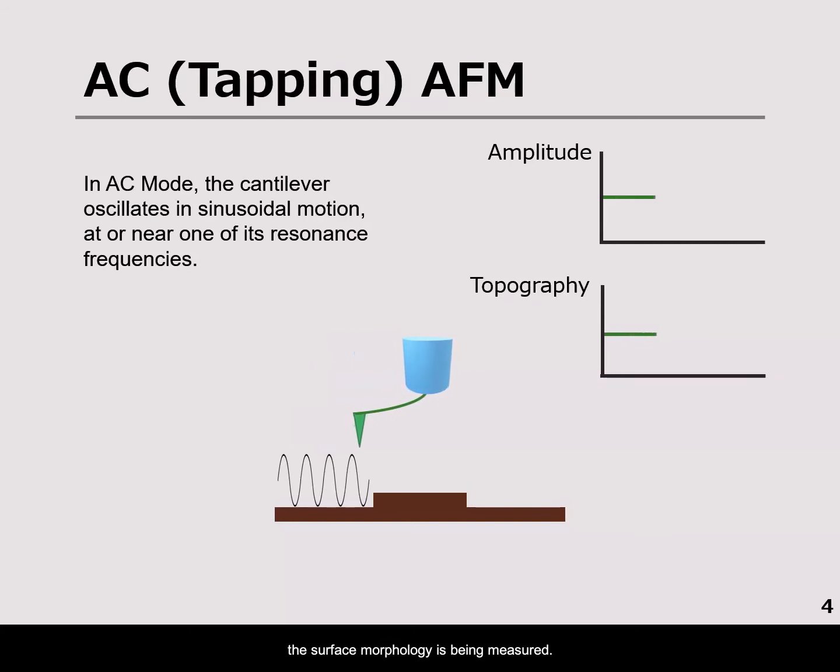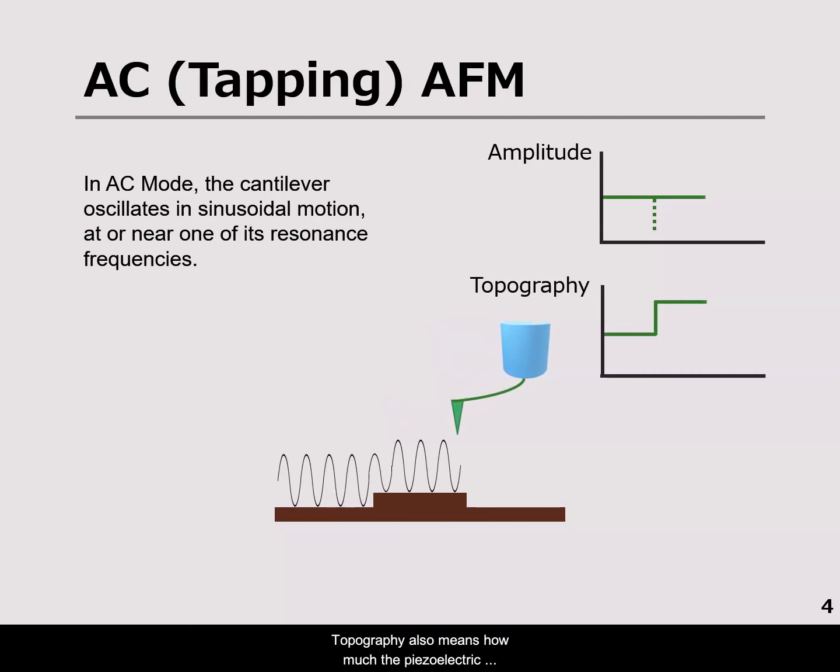While in AC AFM, the tip oscillates sinusoidally at or near one of its resonance frequencies on top of the surface. When a barrier is encountered, the amplitude of oscillation will change. Topography also means how much the piezoelectric changes to maintain the original oscillation amplitude.